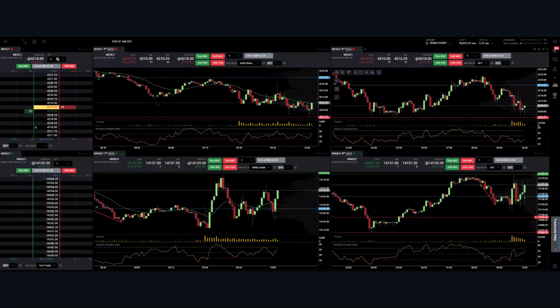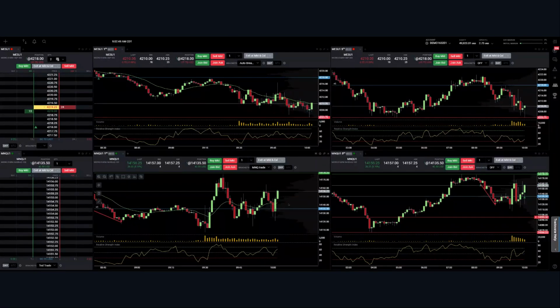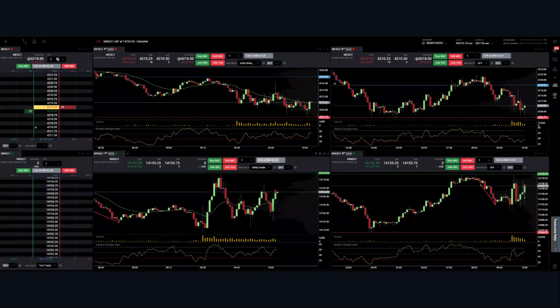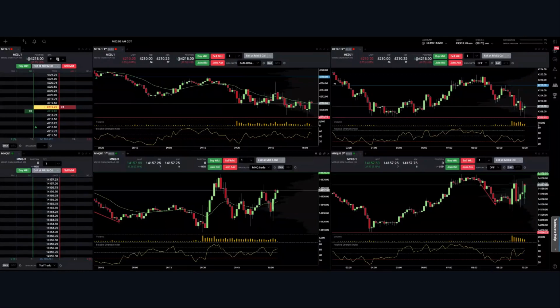Hey, look at this. We got a gain on MNQ. So let's take it. I'm going to exit right here, so this closes all positions. Order filled. So I just closed that position for a nice gain there. I wish it was this easy all the time, right?